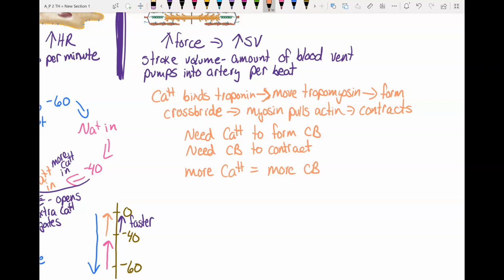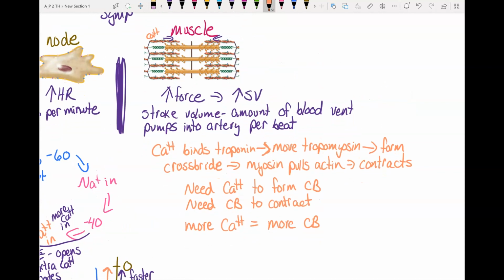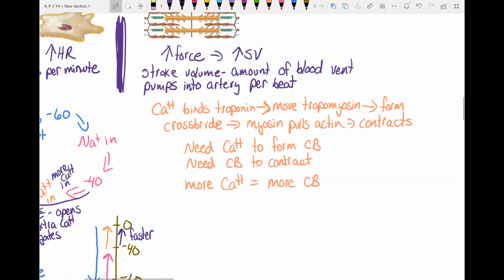Okay, think of playing tug of war, and each cross bridge is a person who's grabbing the rope. Remember, cross bridges are connections between the myosin and actin. Well, the more connections you make, the more force it can pull, right? If you have more people on your tug of war team, you have more hands grabbing that rope, more people pulling, you're going to have more force. So more cross bridges means more force. So sympathetic increases the force by increasing the calcium.